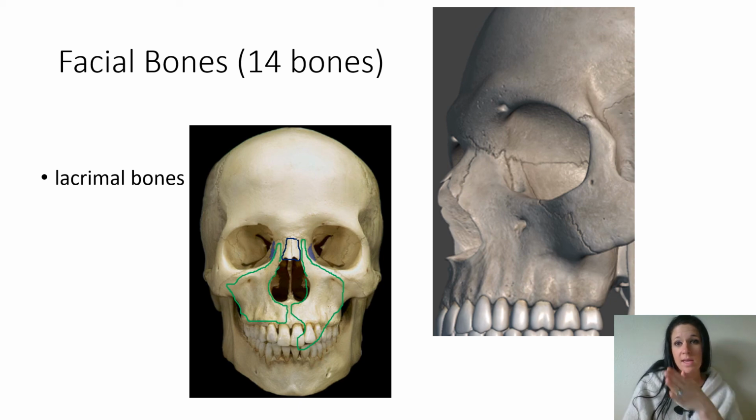Okay, so in this other image, we have a little bit better view of that medial corner of the orbit. So here we can see this really small, just rectangular bone called the lacrimal bone.